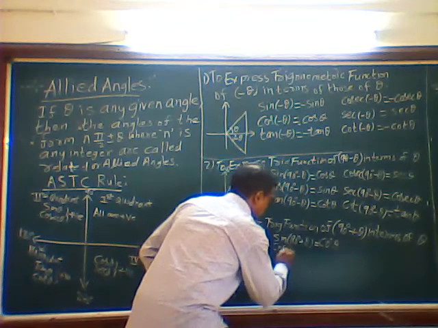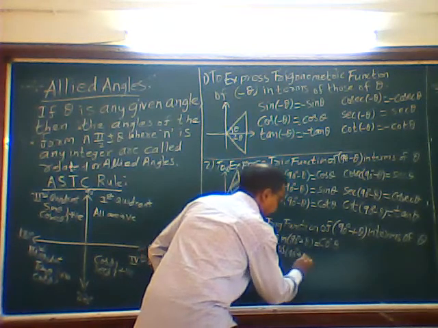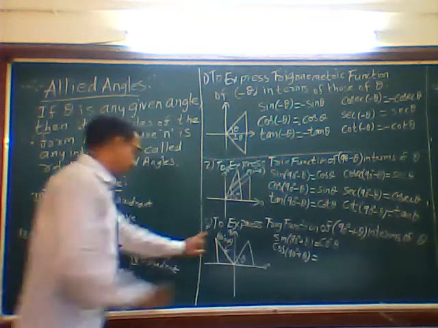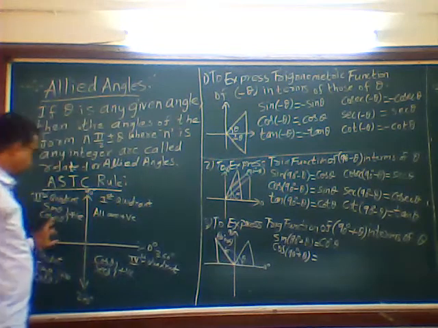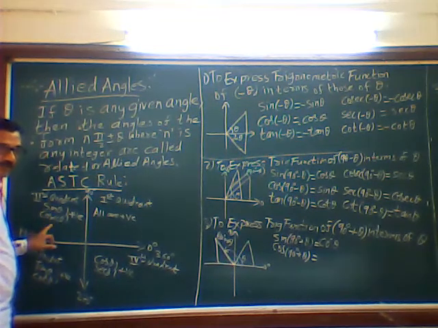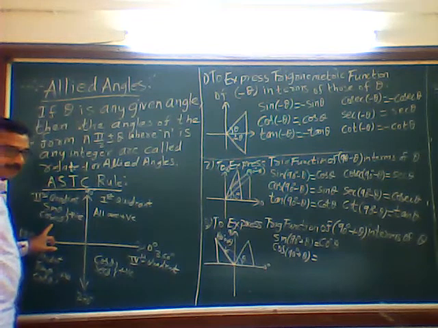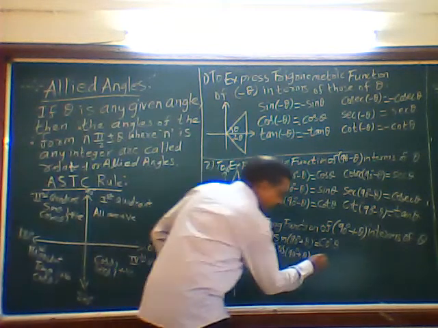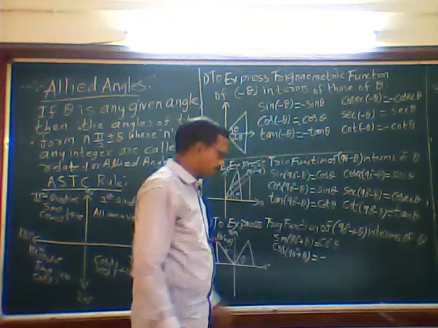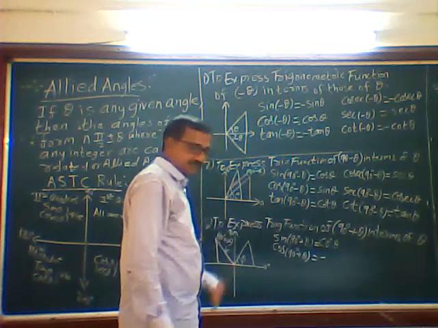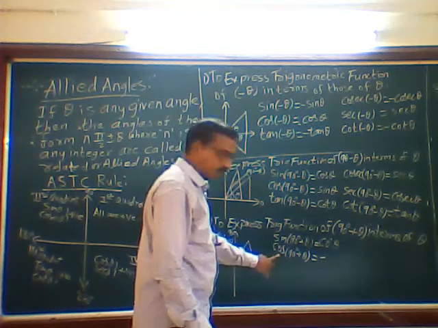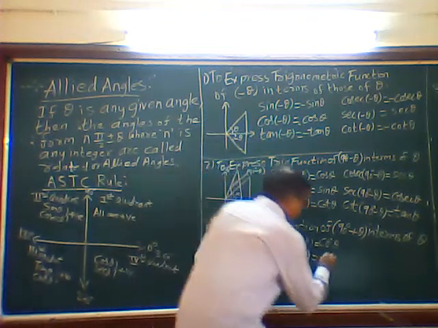Next, cos of 90 degree plus theta. Second quadrant. In second quadrant, sine and cosec are positive, remaining all are negative. Means cos is negative, minus sign. Again, the angle is lying on the y-axis, so the ratio changes to co-ratio. Cos will change to sine: minus sine theta.